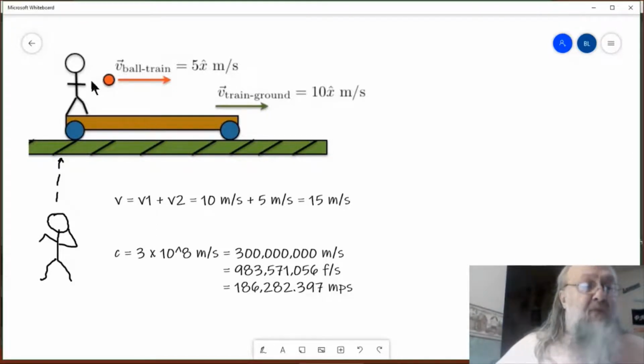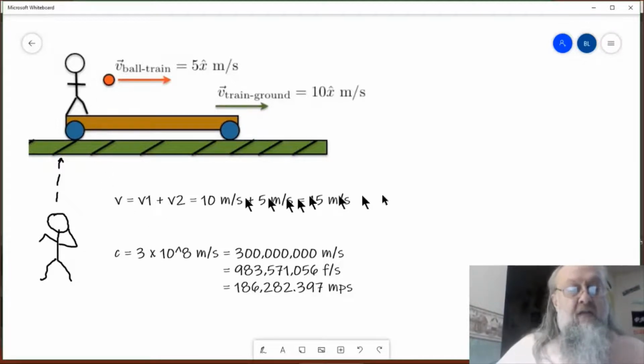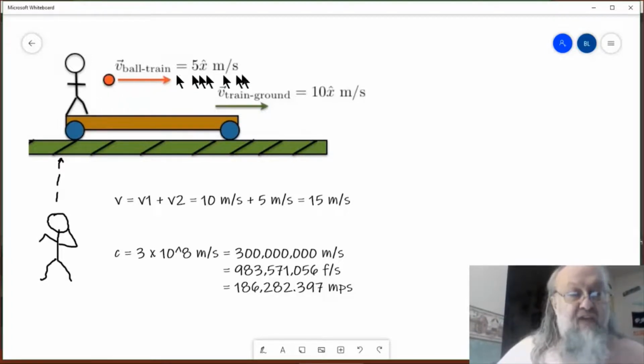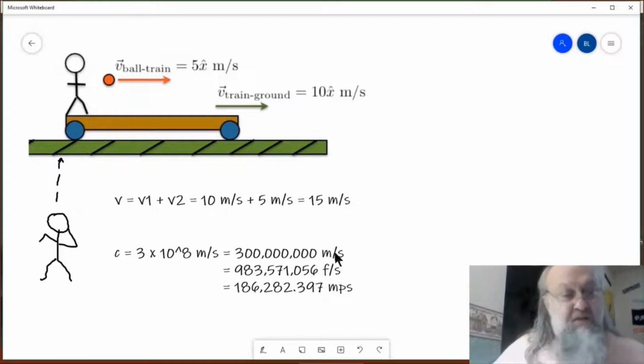And instead of a ball, he turned on a flashlight. Using our normal math, if this was going the speed of light, he'd be going 300 million meters per second. If he turned on the flashlight, that flashlight light would be going 300 plus 300, 600 million meters per second. That's how fast that light would be going when you're watching it. But that can't happen because nothing travels faster than 300 million meters per second.